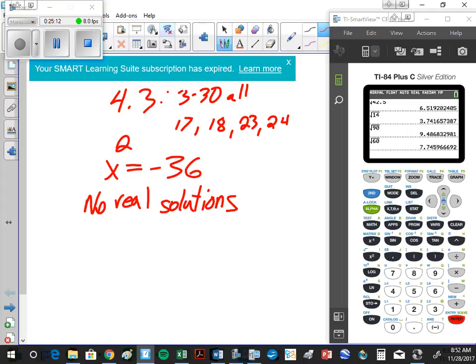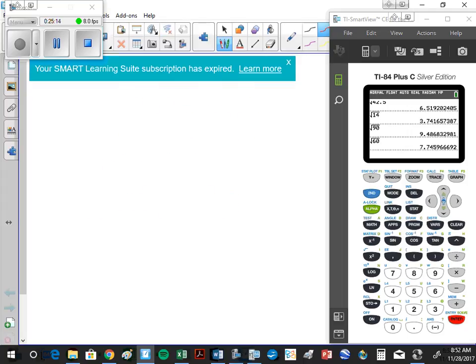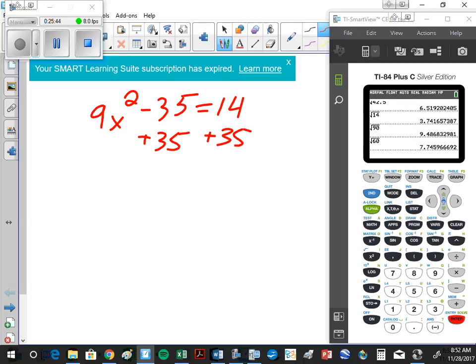Let's do 17 together. It turns out that they're not as hard as I thought they were. So number 17. Oh, actually, let's do 18. 9x squared minus 35 equals 14. Yeah, I thought they were going to give you some really hard problems, but looking at the answers, they didn't. What should I do here? Add 35, and I get 9x squared is equal to 49.